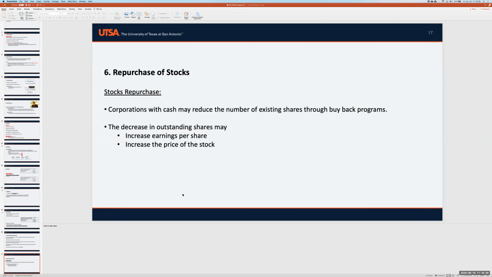Corporations with cash may reduce the number of outstanding shares because they're buying their own shares. Let's say they have 1 million shares outstanding and decide to buy some of them; the number of outstanding shares will decline based on the buyback programs. The decrease in outstanding shares may increase earnings per share, even if the earnings are the same, because the number of shares is decreased. And the decrease in outstanding shares may increase the price of stock.